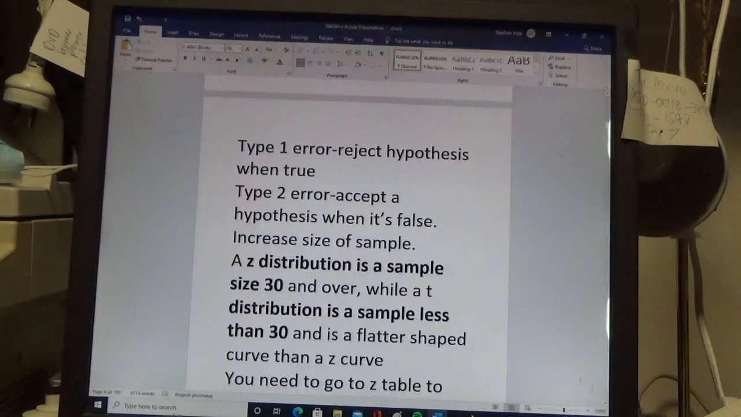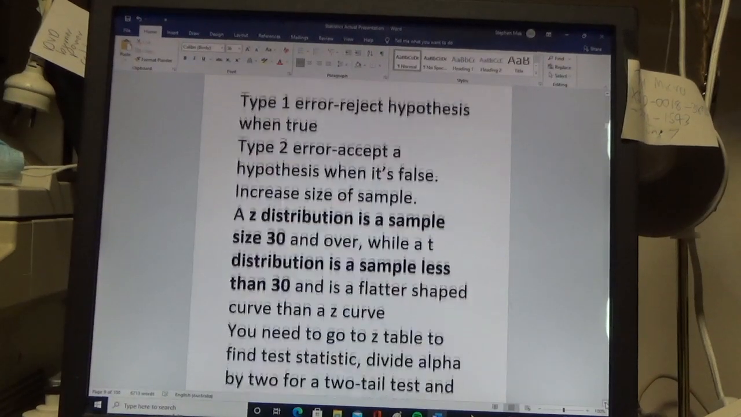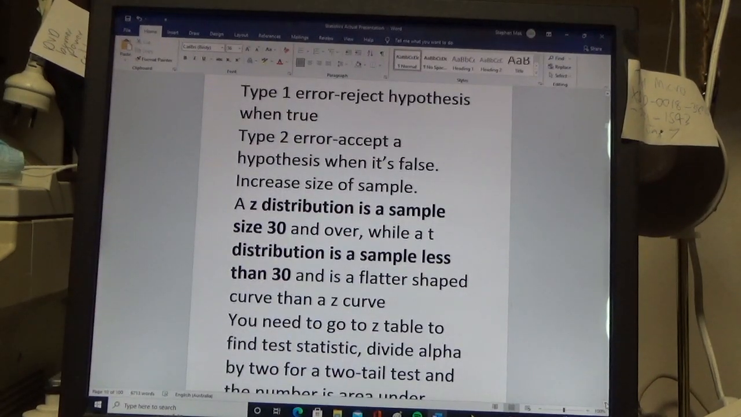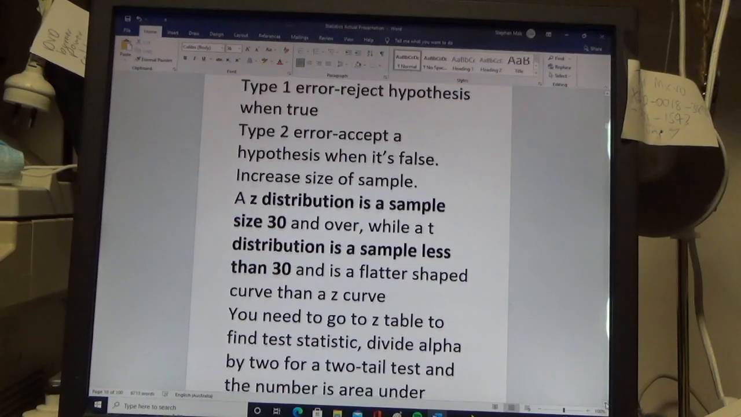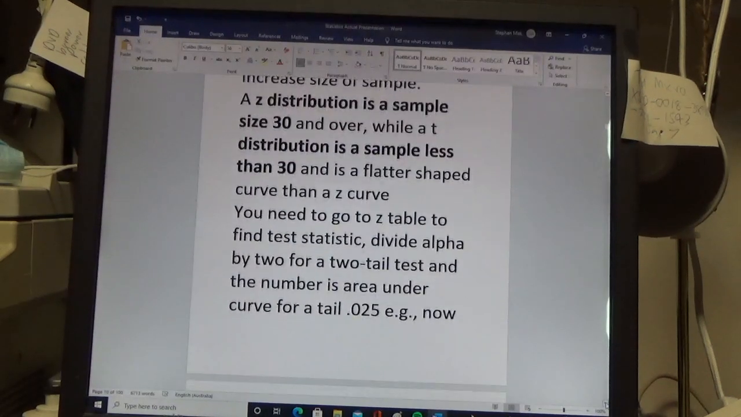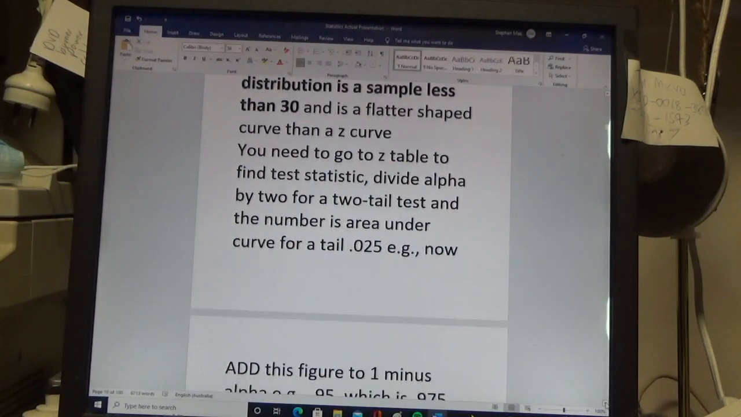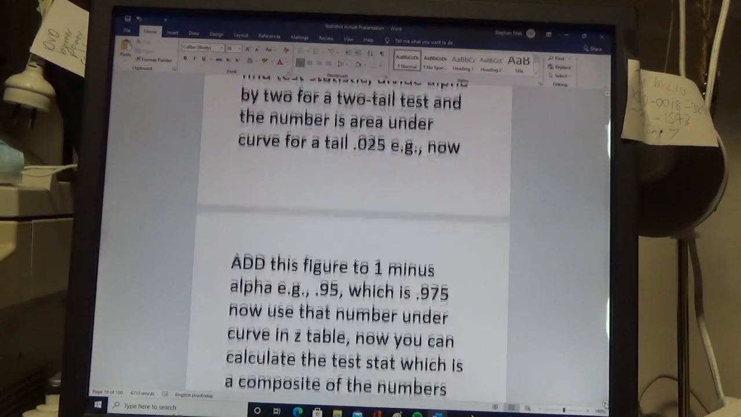Type 1 error is rejecting the hypothesis when it's true. Type 2 error is accepting a hypothesis when it's false. Increasing the sample size gives more accuracy of a good representation of the population. The Z distribution is for a sample size over 30, but a T distribution only has a sample of less than 30, and it's a flatter curve.